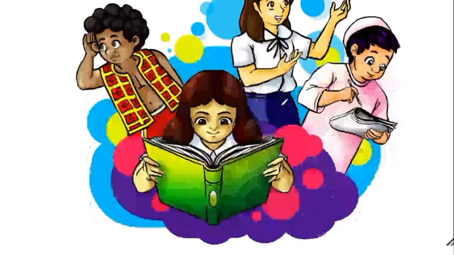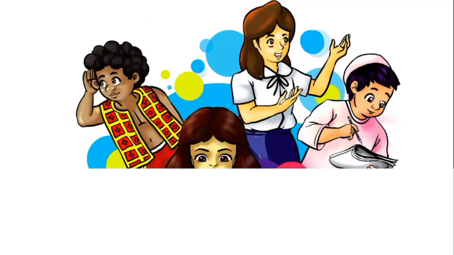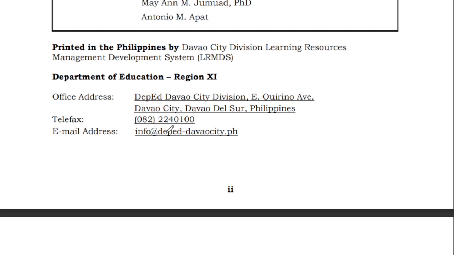Okay, so as we go through this grade 9 learners module, specifically Module 1, let us acknowledge those people who helped us to modify, to enhance, to make this module successful. We have our publisher, regional director, assistant regional director, the writer, the editors, the reviewers, the illustrator, layout artist, template developer, and the management team of our division. We thank them and are grateful for making it this far with this module. So let's begin now.